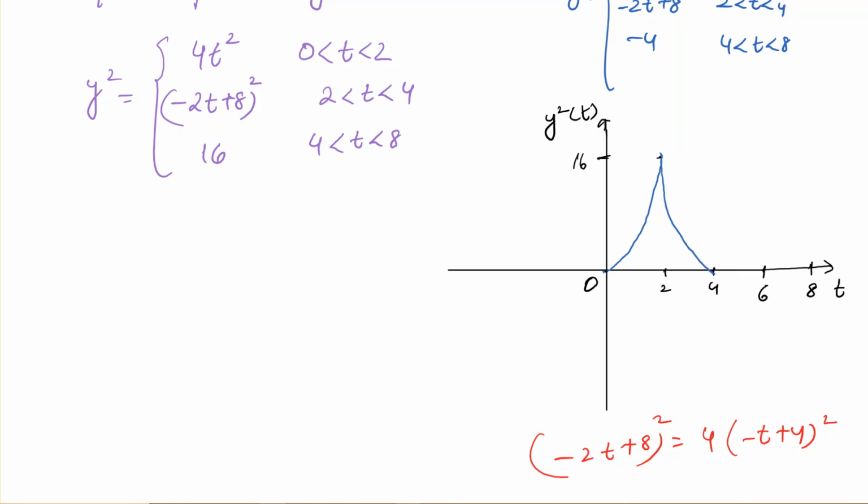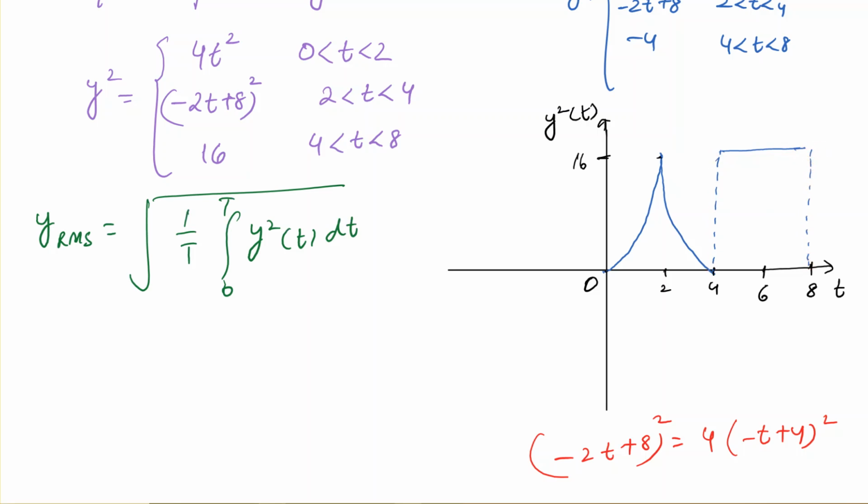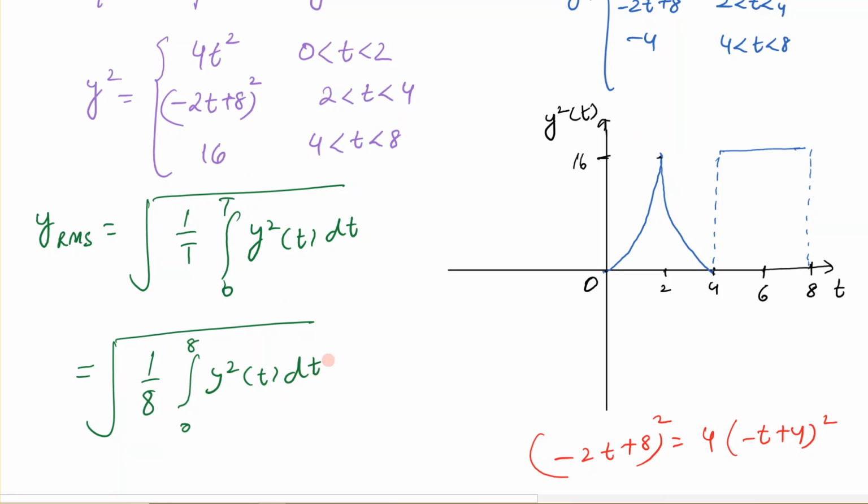And next from 4 to 8, y is always 16, so it's gonna be our rectangle. I'll just use a dashed line. Since RMS value is given by this formula, we can put T equal to 8 here. So integral from 0 to 8 of y square dt.